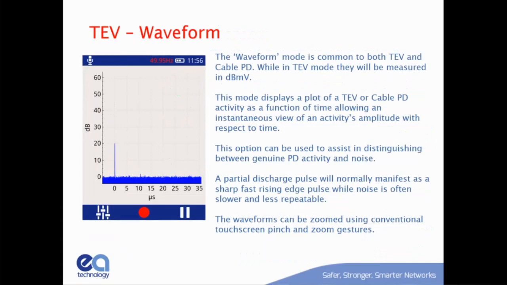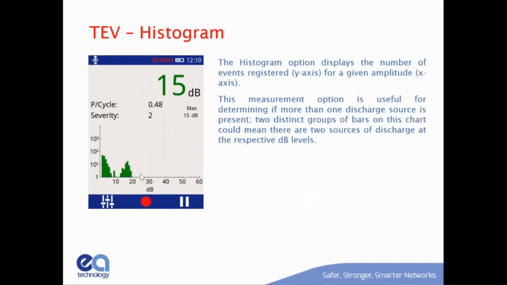We actually capture waveforms in real time. Every 2 seconds, we're going to grab a waveform and put it on the waveform screen. You can see this is way too narrow for a normal TEV. You can zoom in on these. You can save them. If you capture something for the survey, for the report, it's going to capture 10 waveforms that you can look at individually on your PC. It gives you a really good indication of what you're looking at.